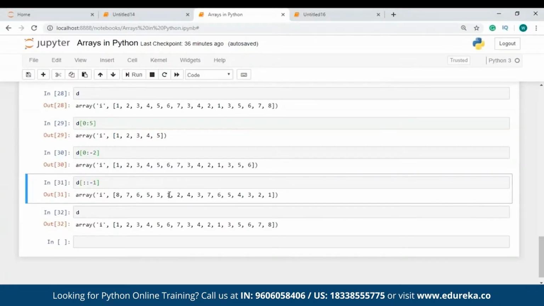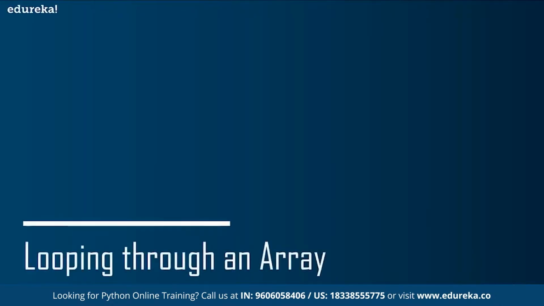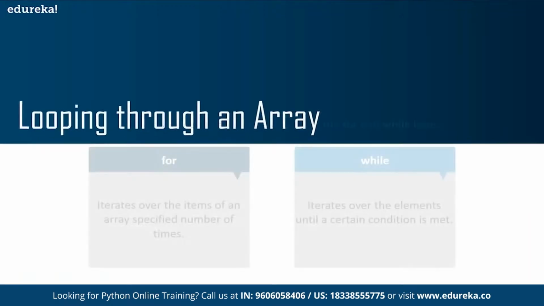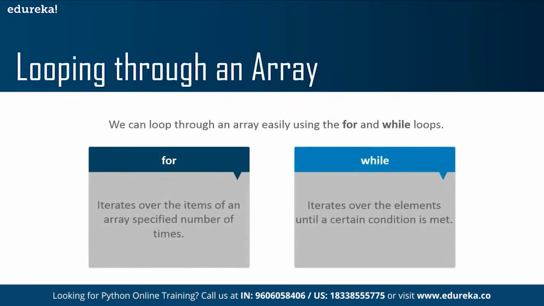Okay, Shashank says yes. Now let's get back to our presentation and perform the last operation of this session, which is looping through an array. You all might be familiar with these two loops, which are the for and the while loops. The for loop iterates over the items of an array a specified number of times, whereas the while loop iterates until some condition is met or some condition is true.